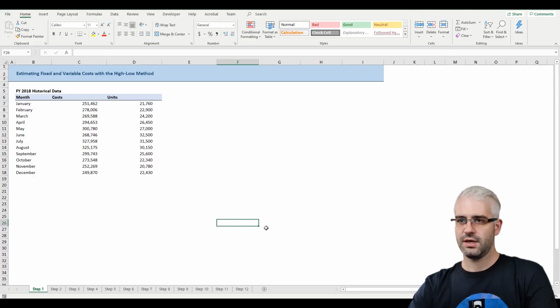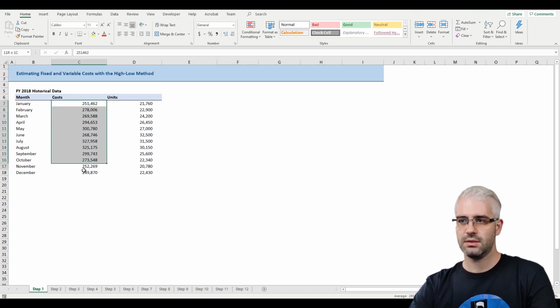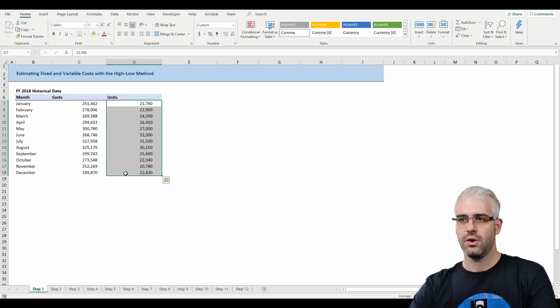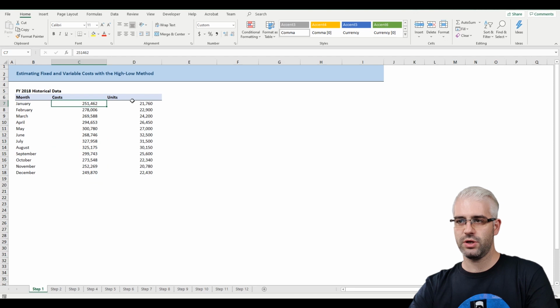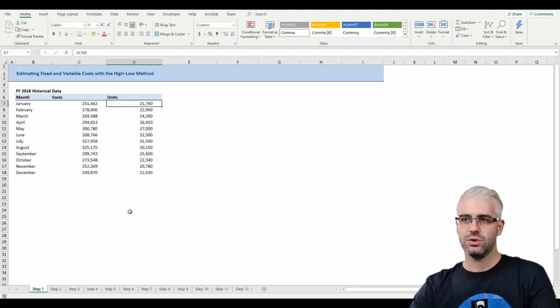Okay, let's look at an example to make it more clear and build it in Excel. Okay guys, so what we have here is a really simple table showing us the historical data for 2018 for the costs and the units that we produced making this cost. Those are the mixed costs, so this is the whole cost for those units. And we need to forecast the cost for next year, for 2019. In order to do that, we need to estimate the fixed and the variable costs within this mixed cost, and this is where the HighLow method comes into play.